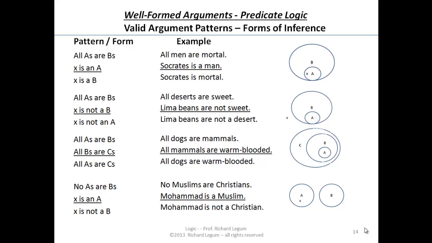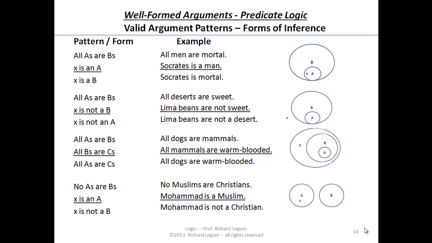The indirect form of inference, which some people call it, all A's are B's, X is not an A, therefore the second pattern of inference, the indirect inference: all A's are B's, X is not a B, therefore X is not an A. An example: all desserts are sweet, lima beans are not sweet, therefore lima beans are not a dessert.